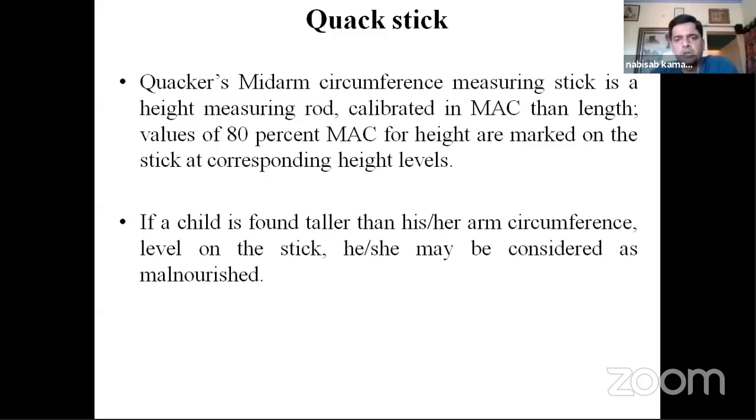Quac stick is a height measuring rod calibrated in mid-arm circumference and length. Values of 18% of mid-arm circumference for height are marked on the stick at corresponding height levels. If the child is found taller than his or her arm circumference level on the stick, he may be considered as malnourished.